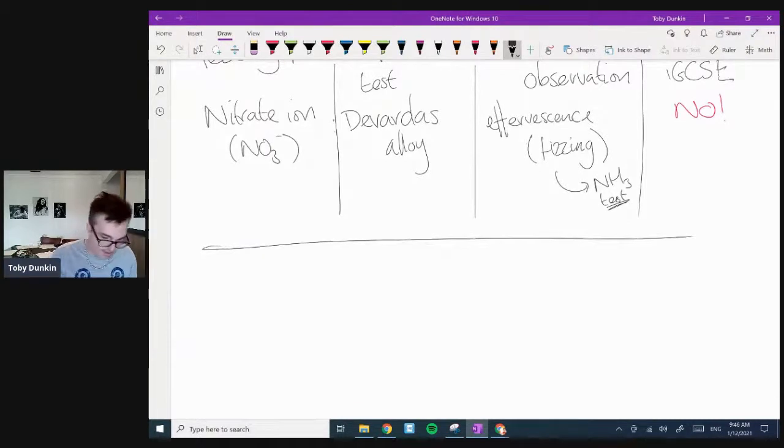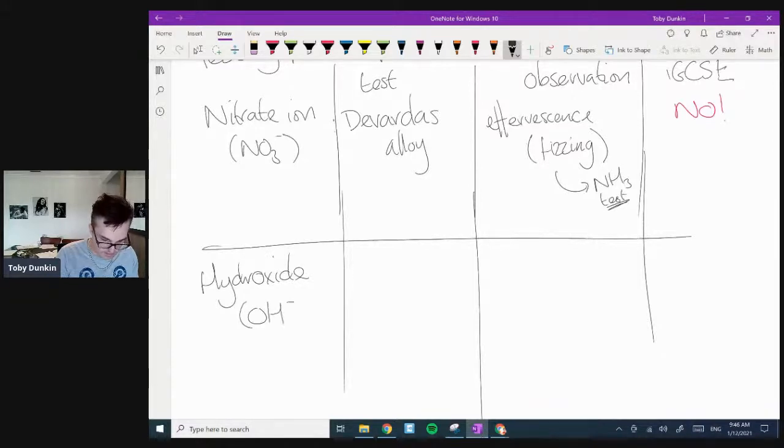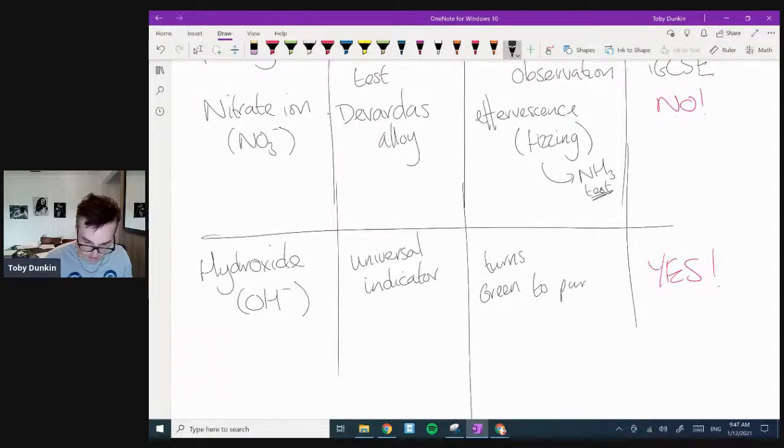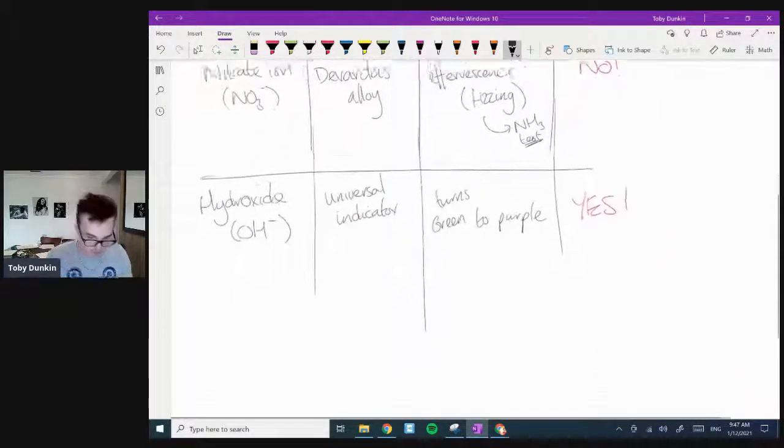Next, hydroxide ion, OH minus. The test is needed for GCSE, yes. And the test is to add universal indicator. Observation: it turns purple, turns green to purple, dark purple to boot. There we go. Turns green to purple.